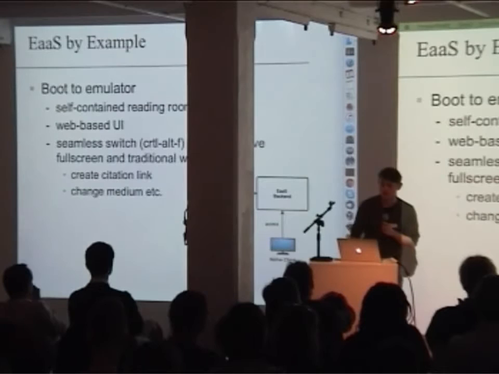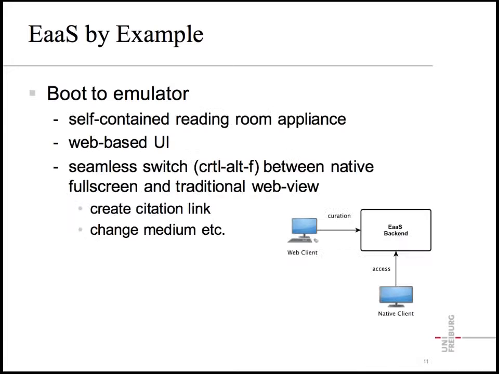What we also have is the reading room version. It's very similar to the web version. It runs from a USB stick, and you have this full screen option, and you can seamlessly switch between the full screen option and the non-full screen option. So in the non-full screen option, you can do things like create a citation link or change the medium or whatever.